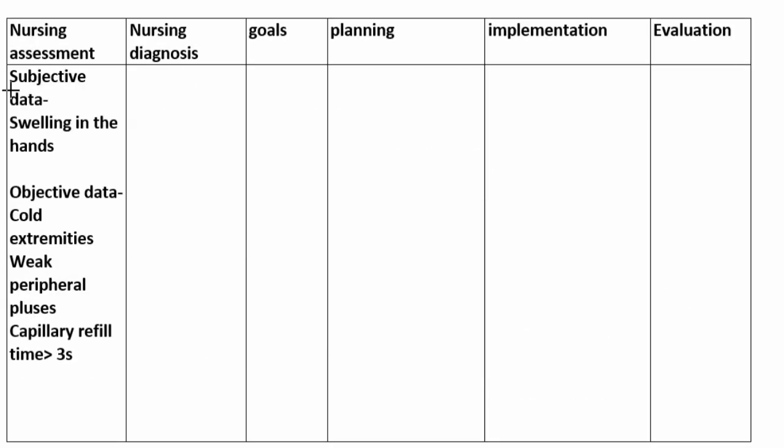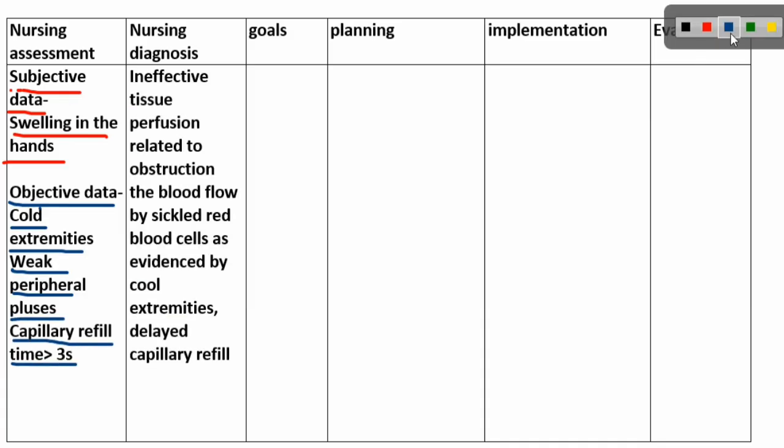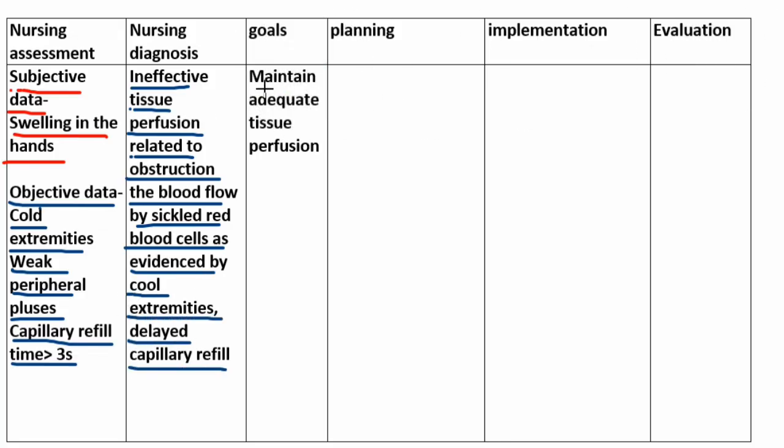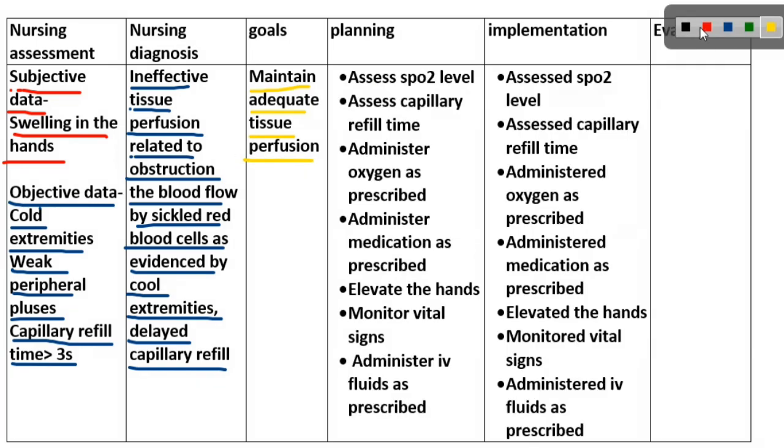Nursing assessment. Subjective data. Swelling in the hands. Objective data. Cold extremities. Weak peripheral pulse. Capillary refill time. Nursing diagnosis. Ineffective tissue perfusion related to obstruction in the blood flow by sickled red blood cells as evidenced by cold extremities and delayed capillary refill. Goal. To maintain adequate tissue perfusion.